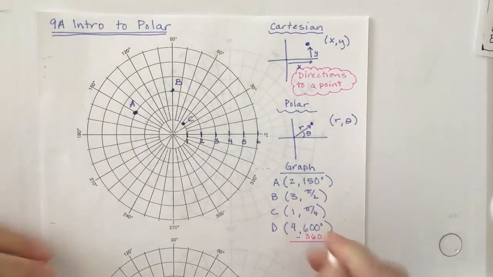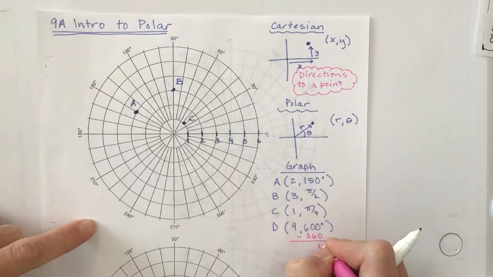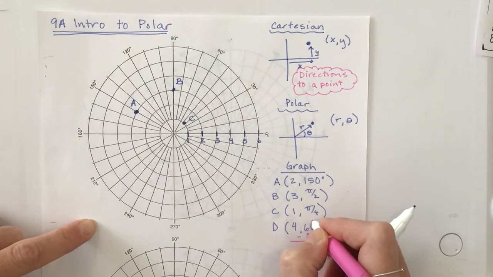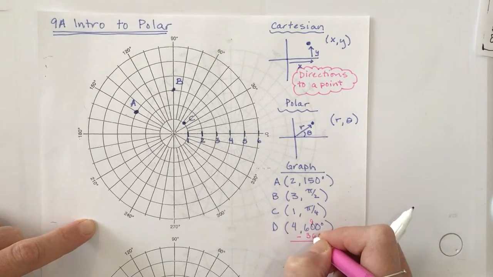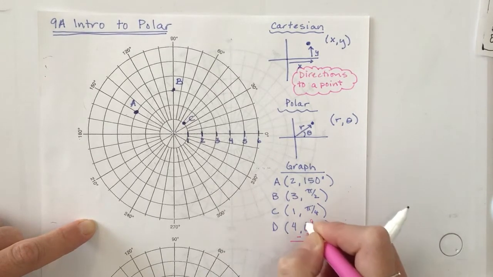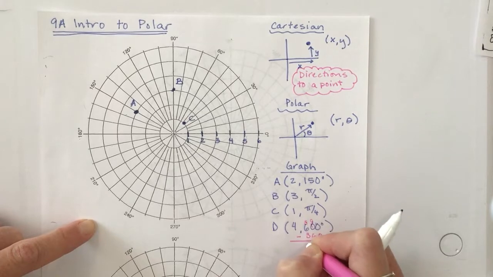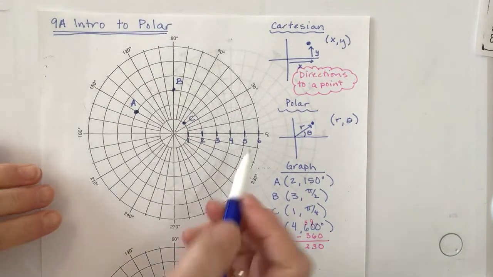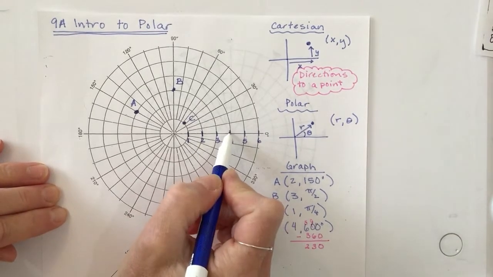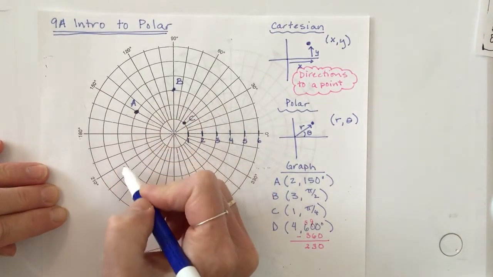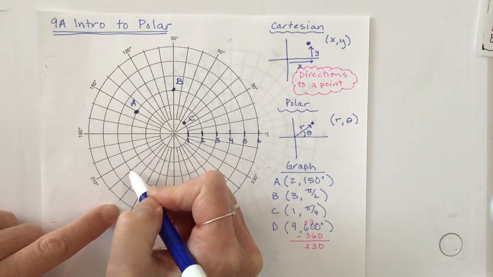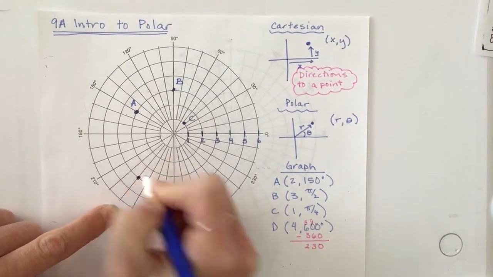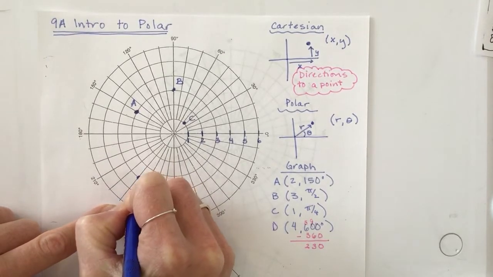So 0, let's do that, 0, and we borrowed here, we borrowed 9. 9 minus 6 is 3, and then we borrowed, so 230. Okay, so that's pretty easy. So we go out 4, and we're going to go around here to 230. So this is 210, 220, 230. And we're right here. And we'll label that D.